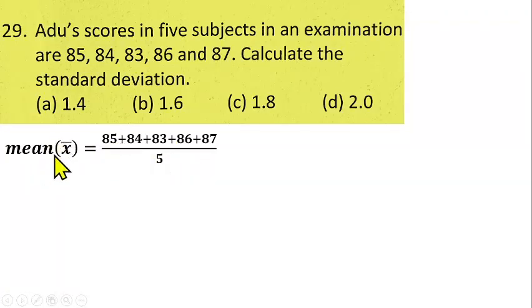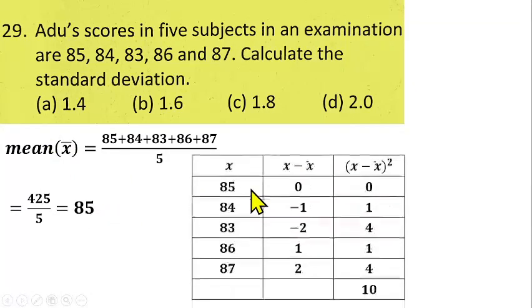So how do you find the mean? Add the numbers together and divide by the number of data, which is 5. So add those data together divided by 5, that will give us the mean. And if you add this together, 425 over 5, that gives us 85. So that means the mean, which is x bar, is 85.